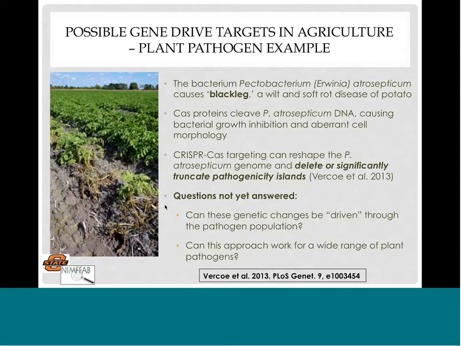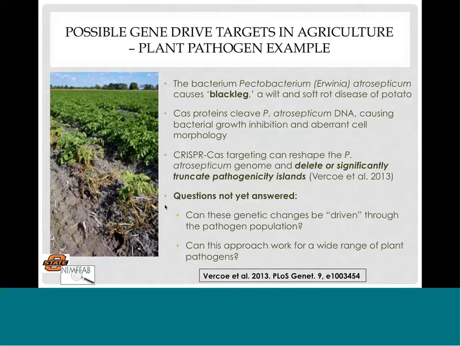Yes. The Pectobacterium Erwinia atrosepticum, which causes blackleg of potato, was used in this experimental procedure by Verco et al., and they showed that the Cas proteins could cleave the DNA, causing growth inhibition and abnormal cell morphology. They found that the targeting can reshape its genome and delete or significantly truncate pathogenicity islands.